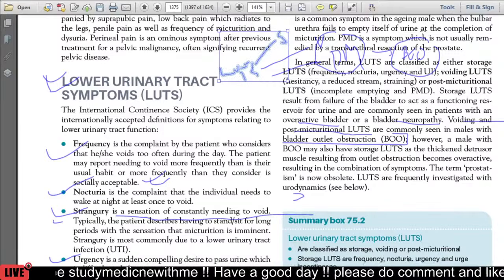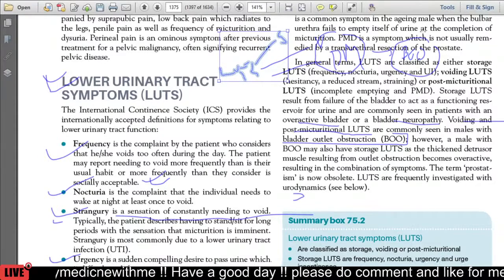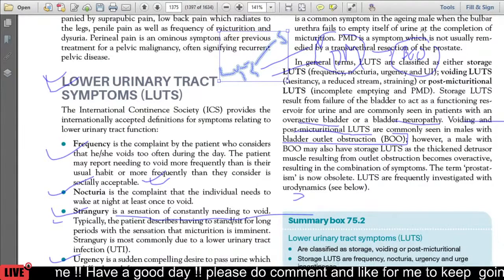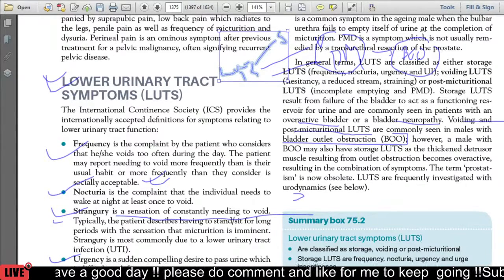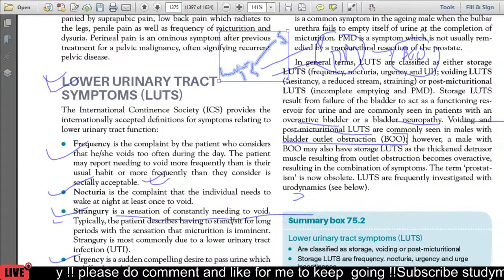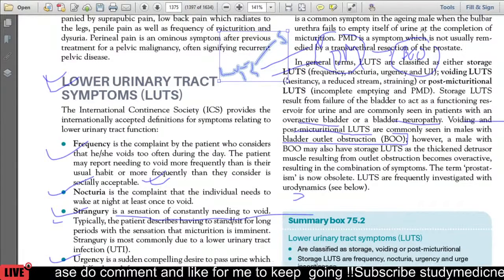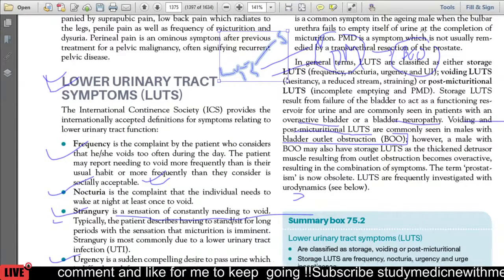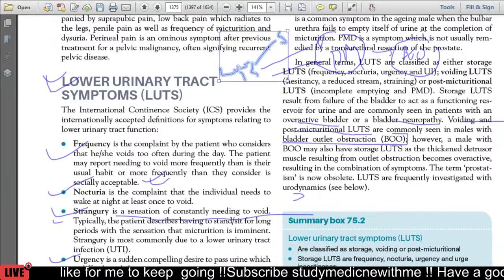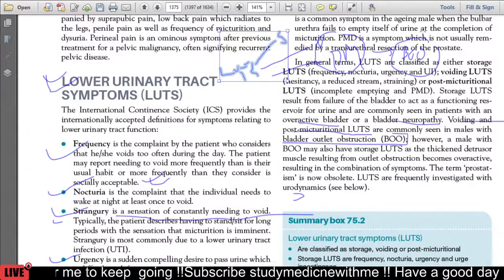A male with bladder outlet obstruction may also have storage LUTS, as the thickened detrusor muscle resulting from outlet obstruction becomes overactive, resulting in a combination of symptoms. The term prostatism is now obsolete. LUTS are frequently investigated with urodynamics.